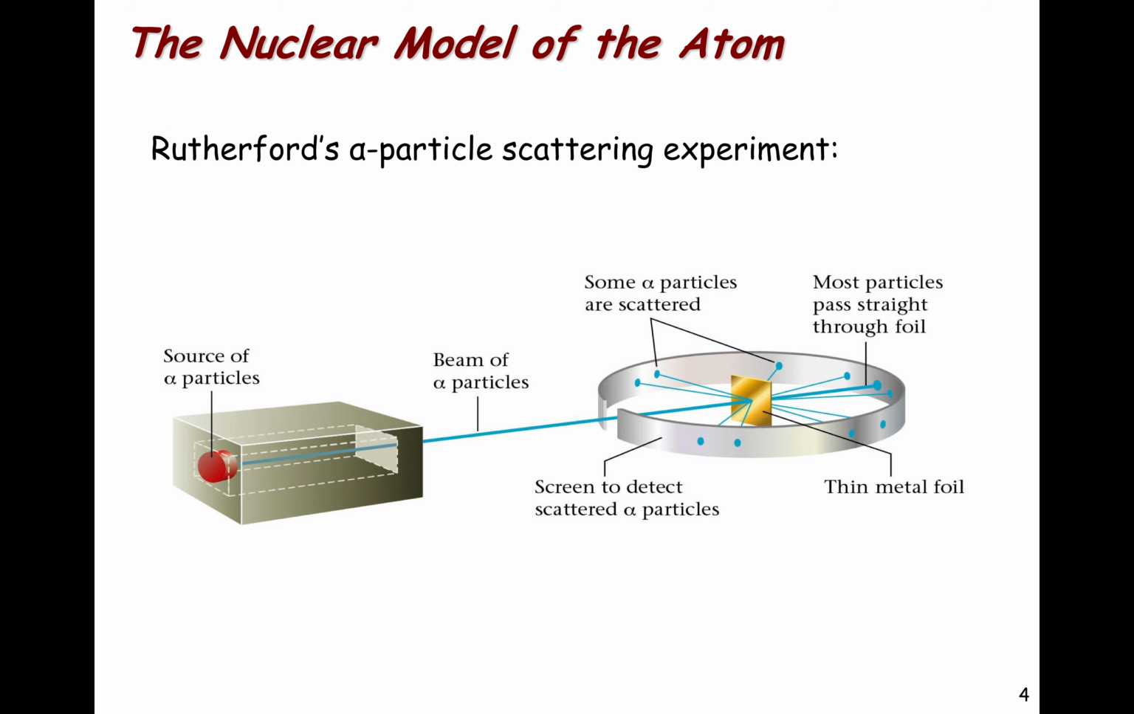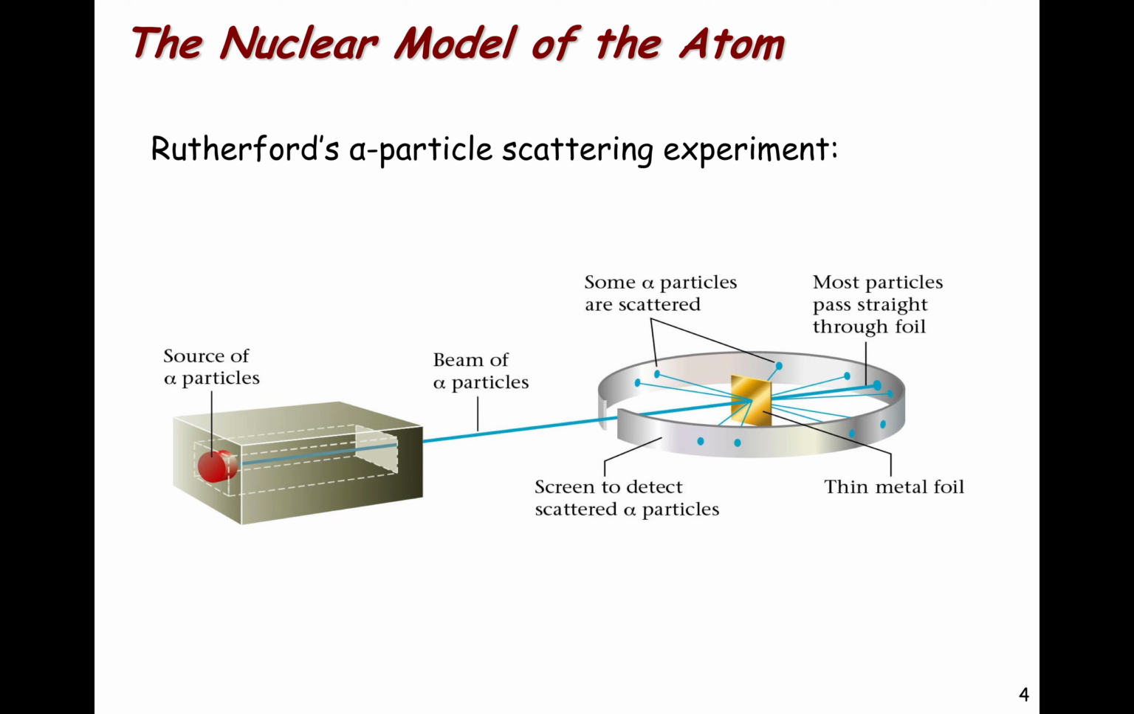This represents a schematic diagram of Rutherford's gold foil experiment. On the left here you see a source of alpha particles. This might be radium or some other radioactive material. It's placed inside a lead box, typically for shielding purposes. The box would have an opening that allows some of the alpha particles to escape, forming a beam of alpha particles, which are then focused onto the surface of the gold foil.